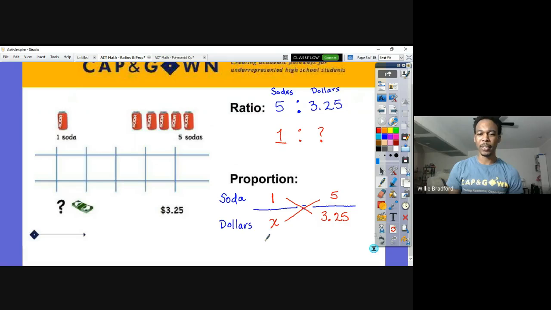We can usually solve a proportion pretty easily by cross multiplying. So we'll say 5 times x is 5x, and $3.25 times 1 is still $3.25. Divide both sides by 5, and we end up with 65 cents. Okay? So if I add 65 cents to every can of soda, I'll end up with $3.25.